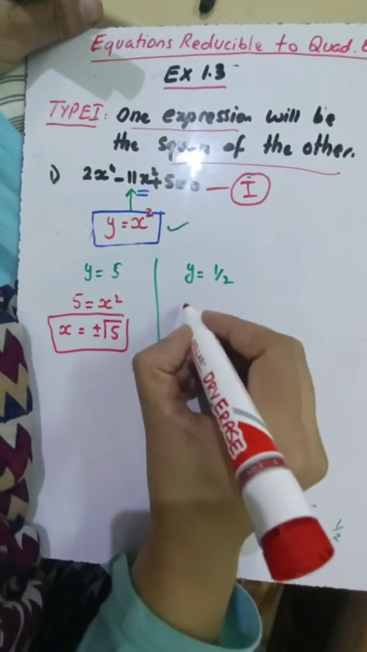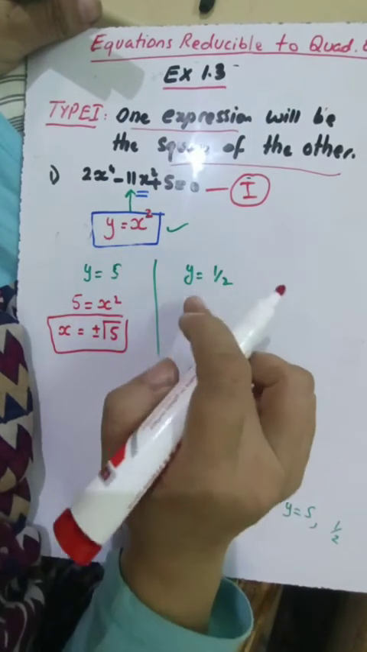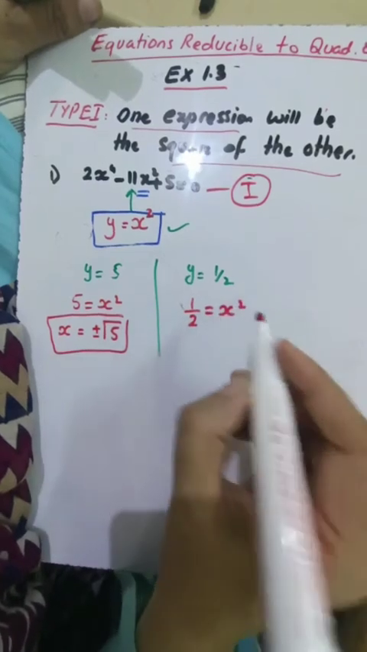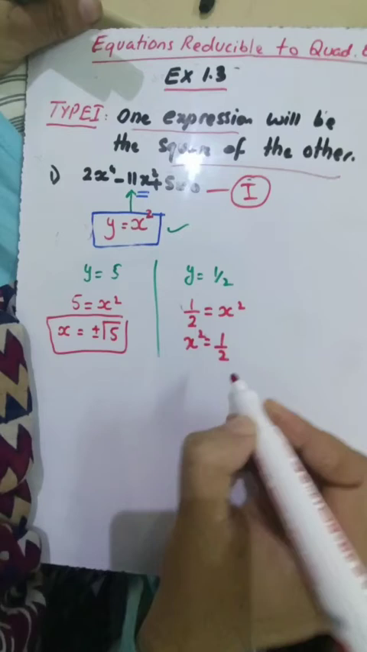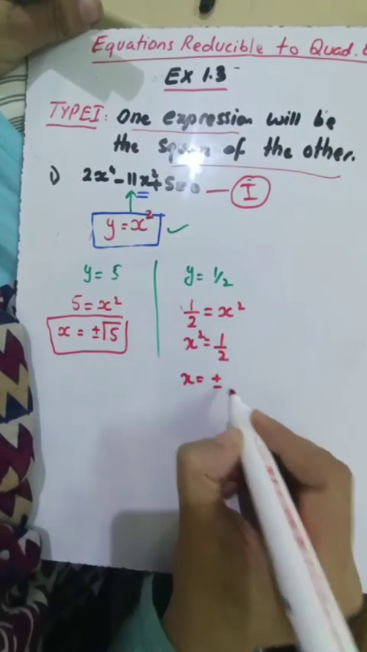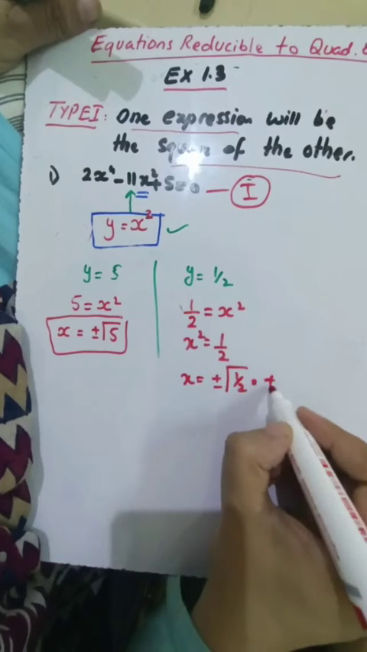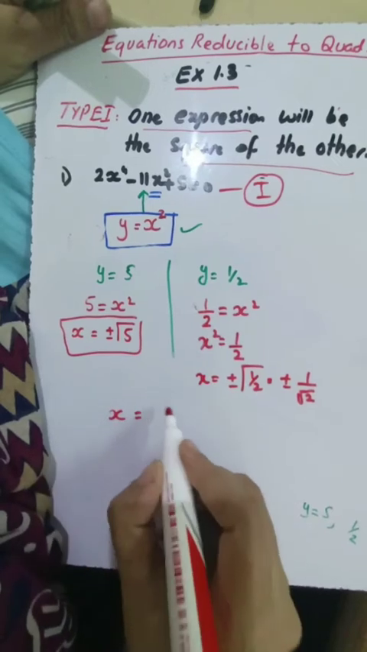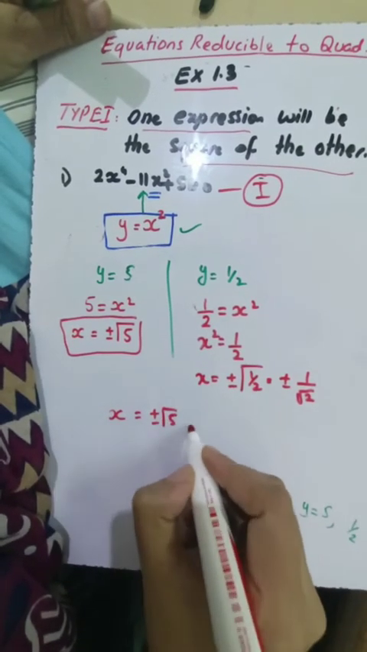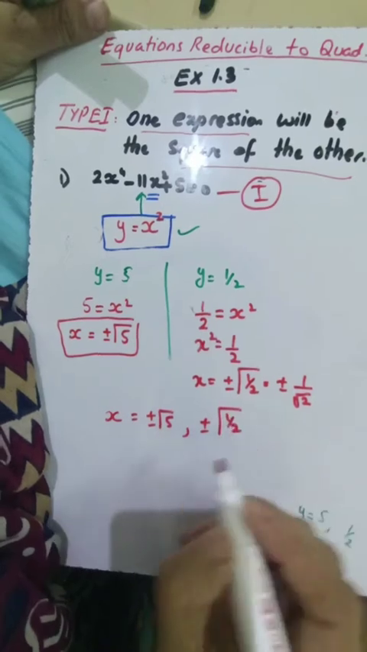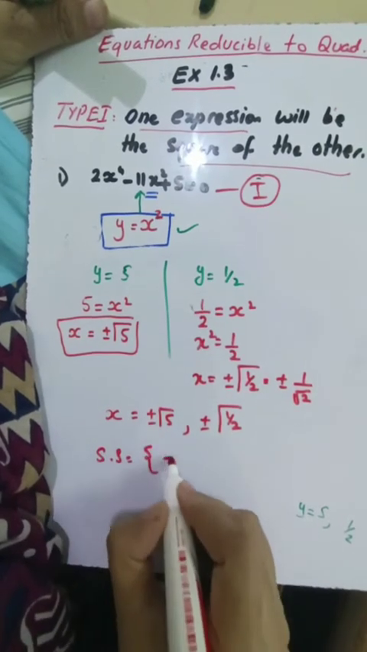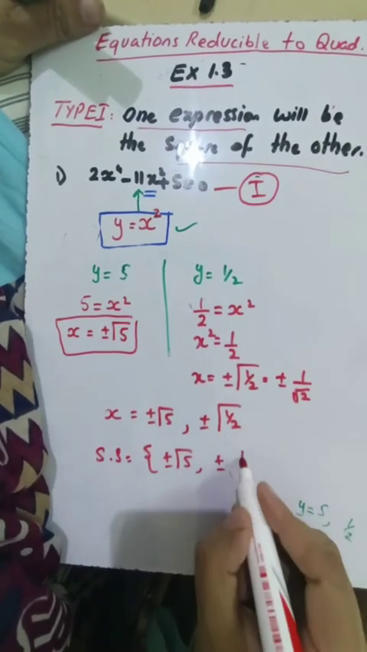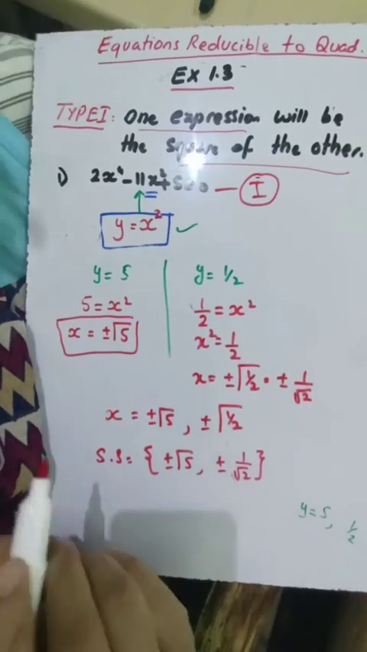So x has two values over here, plus and minus. Again, putting the value of y into this expression, we get 1 by 2 is equal to x square. Now taking the square root of both sides, x is equal to plus minus 1 over under root 2. So now we got the values of x, which are the solutions of this equation, which was not quadratic, but we reduced it to a quadratic expression. So the solution set will be plus minus under root 5 and plus minus 1 over under root 2.